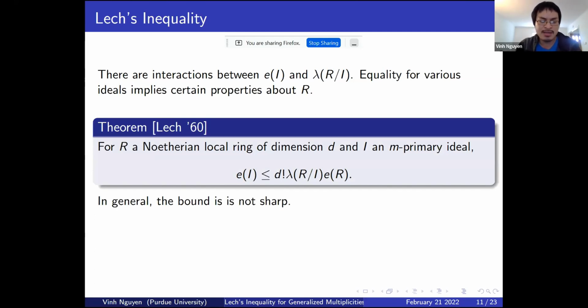Okay, so in general, this bound is not sharp. Just to look at a silly case, when I is the maximal ideal, and again, a reminder, the multiplicity of the maximal ideal is the multiplicity of the ring, we can cancel those two terms from the left and right hand side, and we get 1 is less than or equal to d factorial, and that's kind of awful. So the d factorial term is what makes this bound kind of bad.